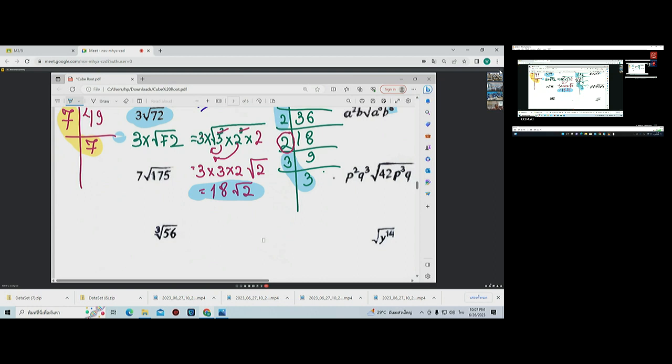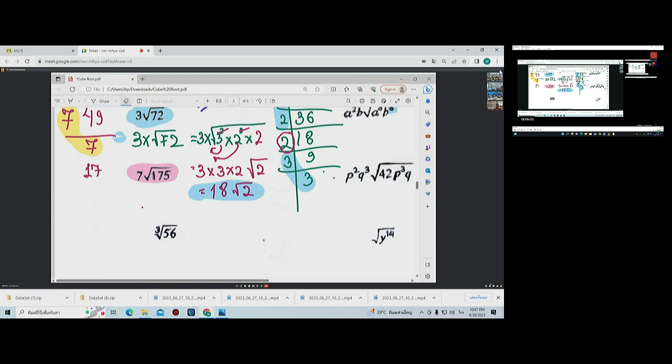What is the next question? The next question is 7 times root 175. Yes? So we write no space, 175. Understand? Divide 175.